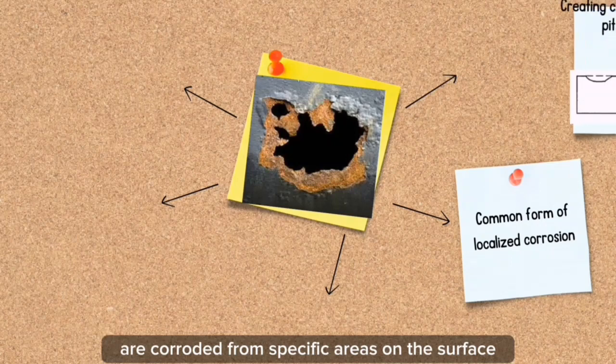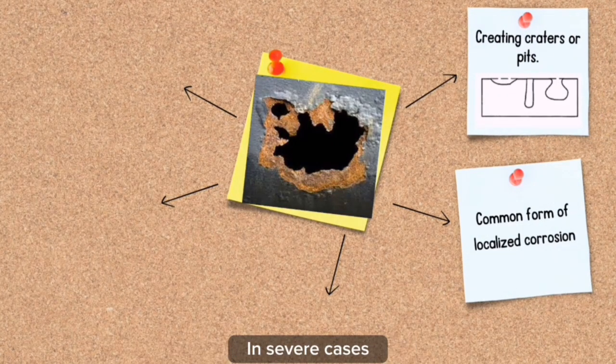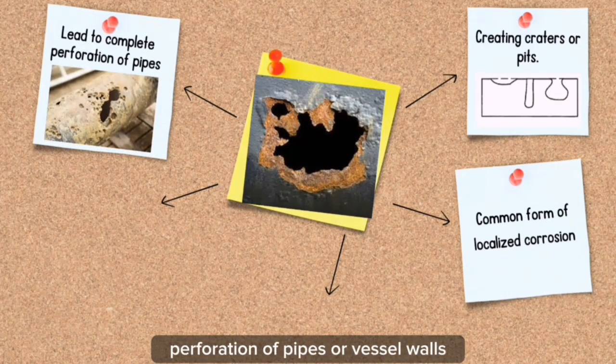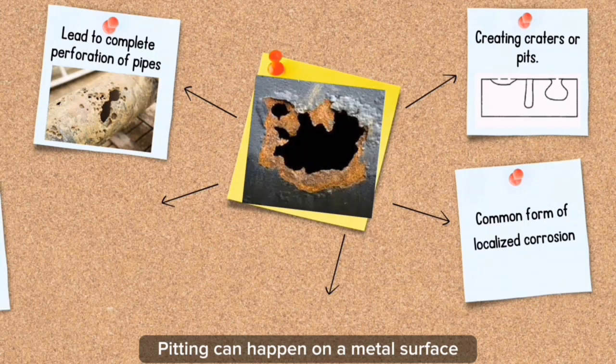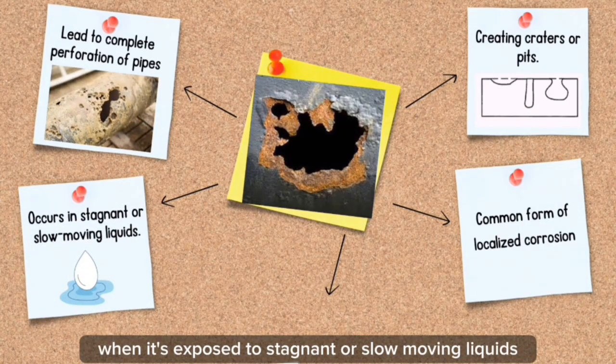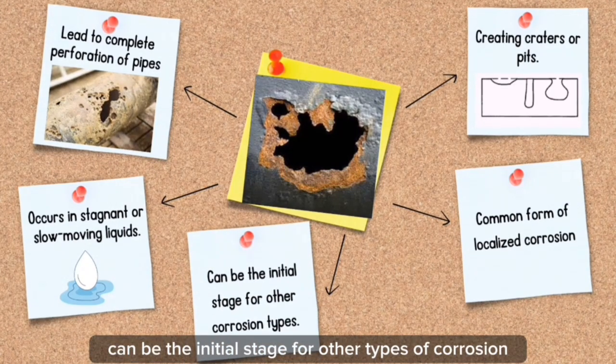Metal is corroded from specific areas on the surface, forming craters or pits. In severe cases, this corrosion can lead to complete perforation of pipes or vessel walls. Pitting can happen on a metal surface when it's exposed to stagnant or slow-moving liquids. It's important to note that pitting can be the initial stage for other types of corrosion.